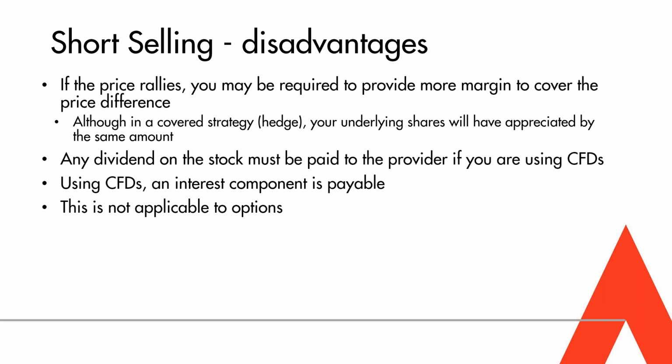And of course, any dividend on the stock must be paid to the provider of the CFD you're using. So it's just one of the features of CFDs. If you short sell a CFD and it goes ex-dividend, then you are profiting from the ex-div drop, which is typical of an ex-div date. But the dividend amount is then passed back to the CFD provider. However, once again, if you own the stock, you are still receiving your dividend as you always would.